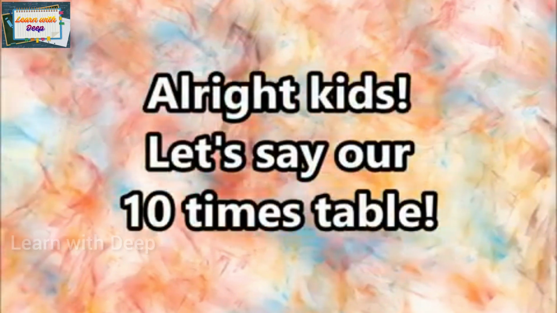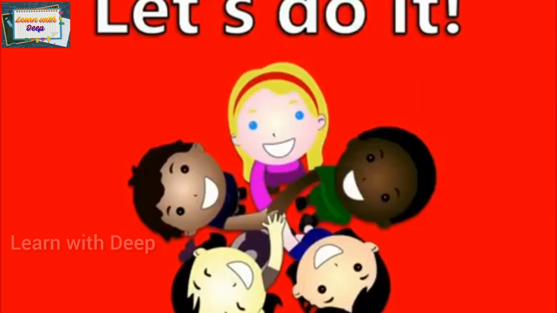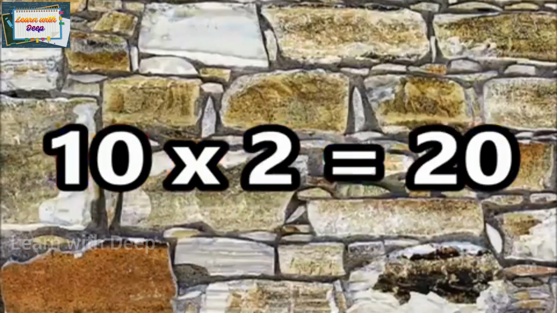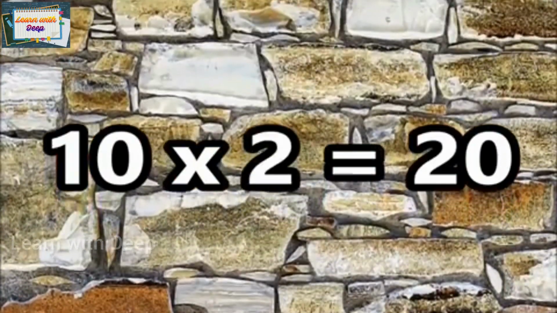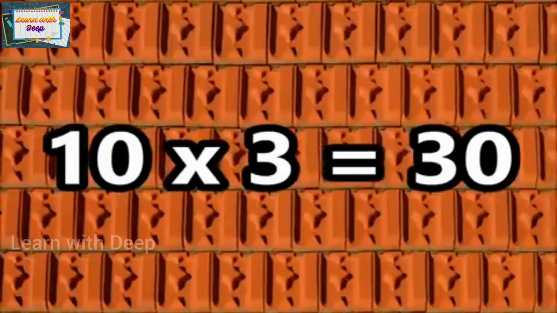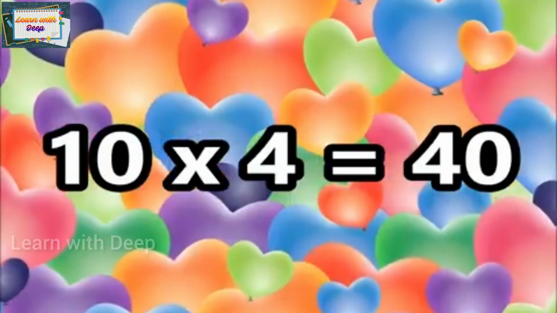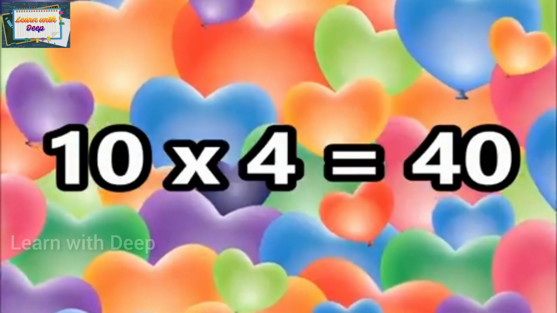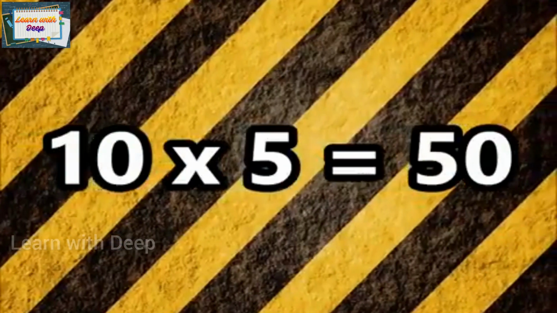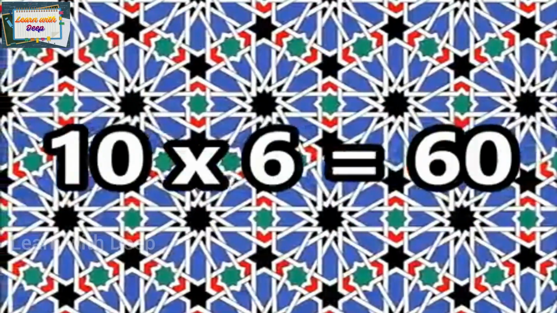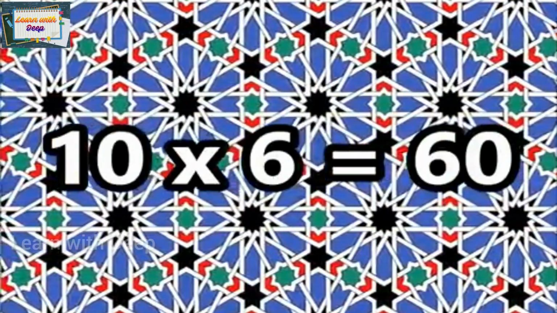Alright kids, let's say our 10 times table. Let's do it! 10 times 1 is 10. 10 times 2 is 20. 10 times 3 is 30. 10 times 4 is 40. 10 times 5 is 50. 10 times 6 is 60.